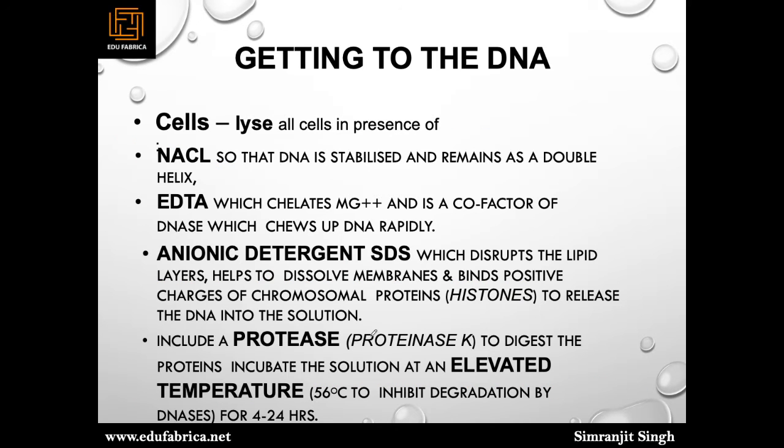Then, how to get the DNA? These are the various enzymes and chemicals that we use. Cell lysis is done in the presence of sodium chloride, which stabilizes DNA and keeps it as a double helix. Our DNA is negatively charged on both strands, and NaCl has both positive and negative ions, so that's why it stabilizes. The more NaCl you add, the more your DNA will be stabilized.